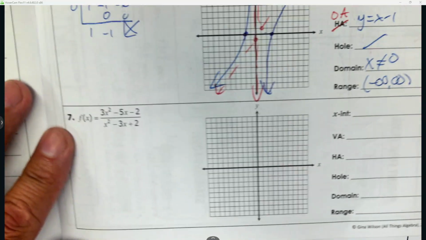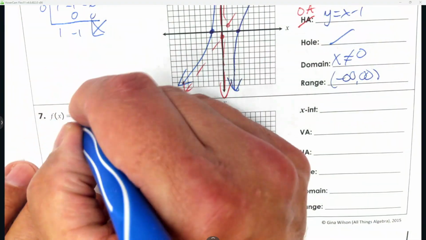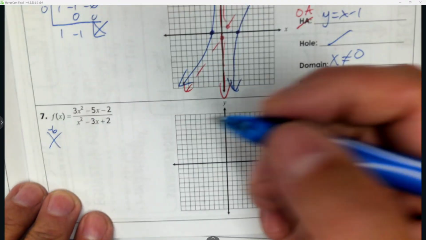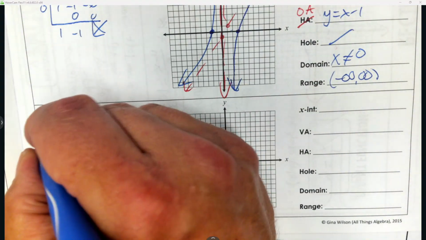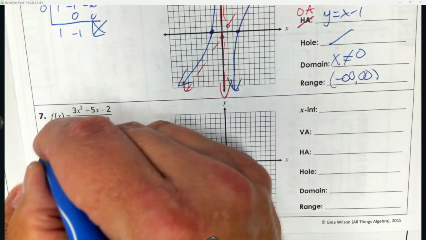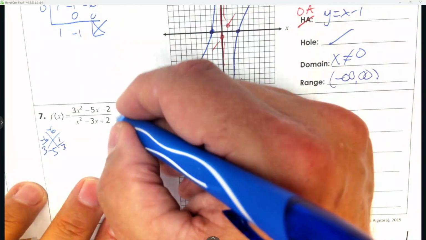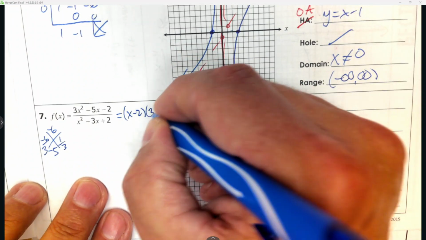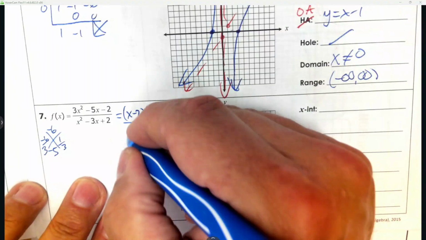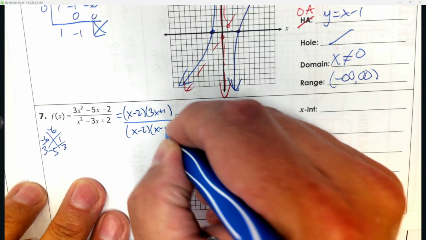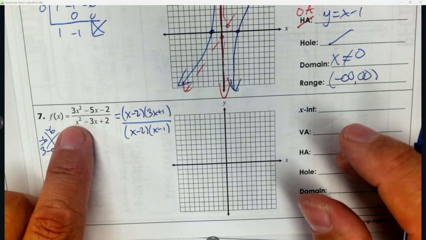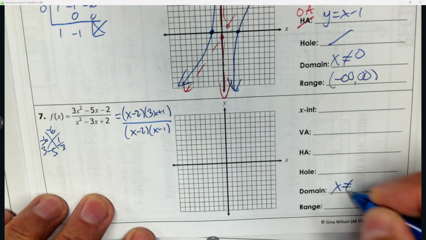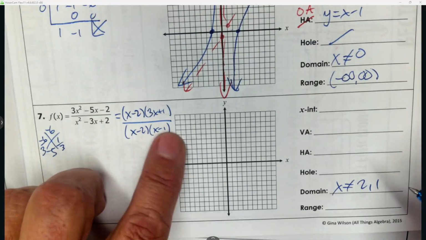All right, last one, number 7. Factor this. So the top, we have to do some top. First, multiply the second, last, and negative 5. The two numbers are negative 6 and 1. Divide by 3. So I have x minus 2 and 3x plus 1. The bottom, the two numbers that multiply to 2 and add to negative 3 are negative 2 and negative 1. So our domain can't be 2 or 1 from the denominator.